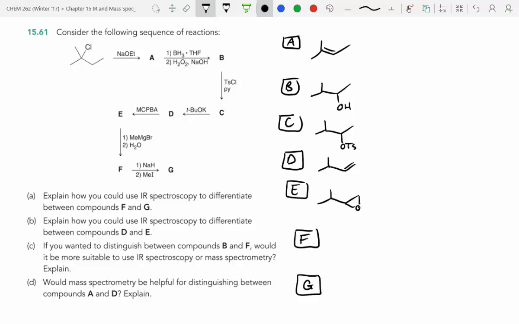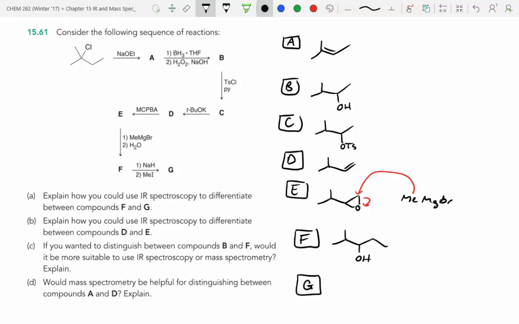Okay, and then with F, we are treating it with methyl magnesium bromide and water. So let's think about this. We've got methyl magnesium bromide over here. Is this going to attack the less substituted side, or is it going to attack the more substituted side? Less substituted side. It's a really strong nucleophile, which means it's going to attack the less substituted side. That means your alcohol will be coming off the internal carbon.